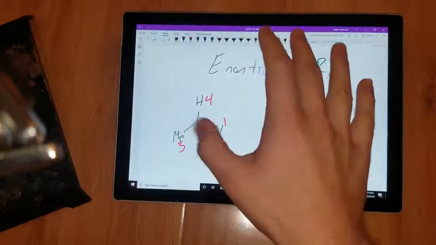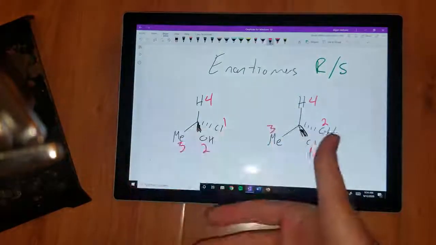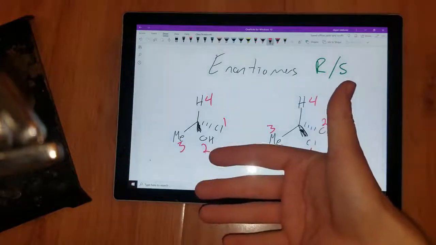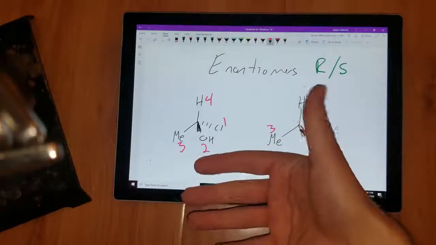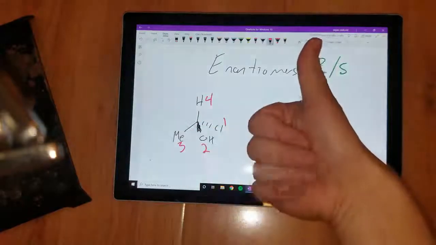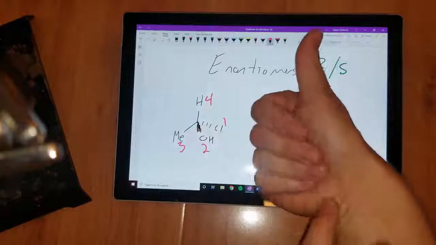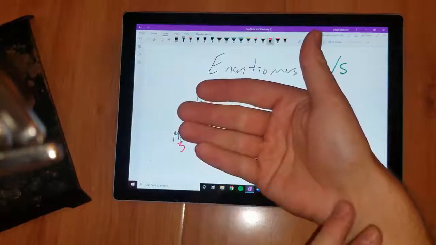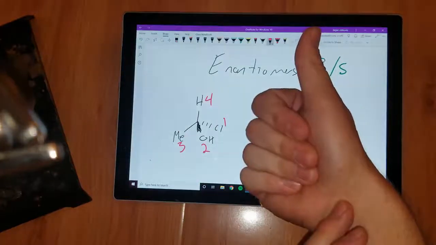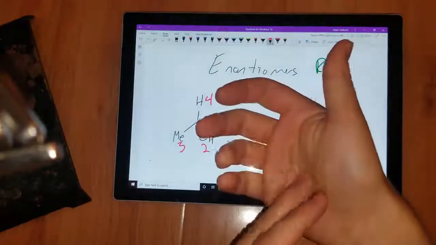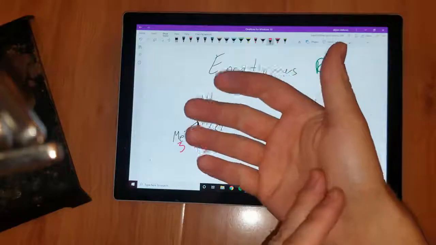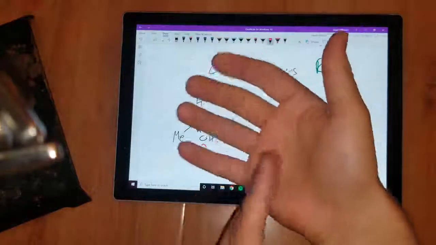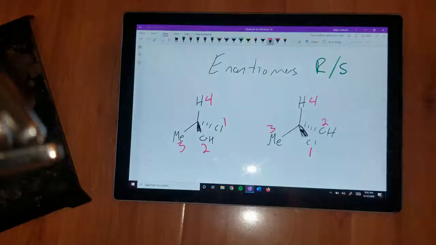And so what you do is you stick your thumb up in the direction of the lowest priority, so in this case our hydrogen, and then you curl your fingers. And then you see if you go in correct numerical order. Do you go from 1 to 3? That's correct numerical order, right? That's R. Or do you go backwards? Do you go 3, 2, 1? That's not the way you count. And so in that case, it's S.